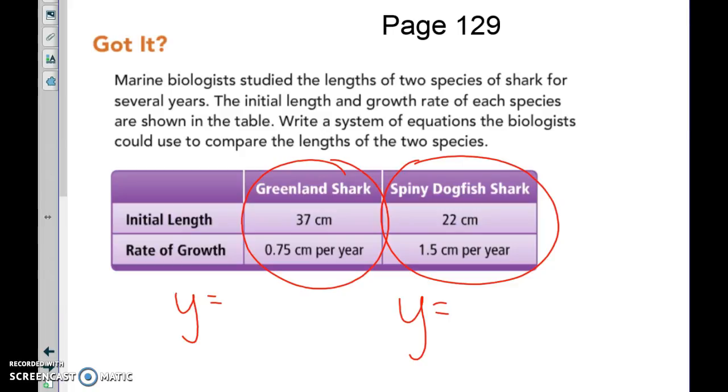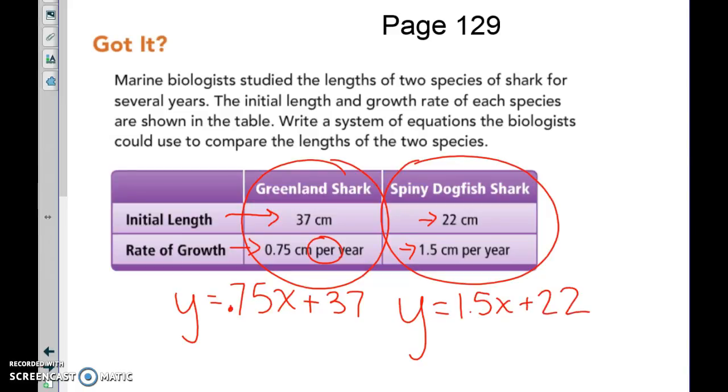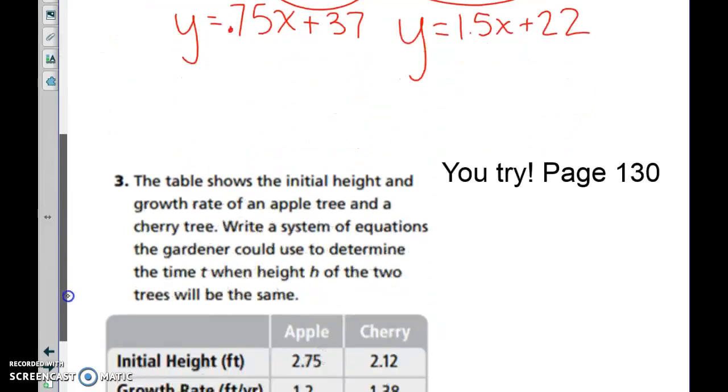So if we're looking at our Greenland shark, its initial length is 37, and its growth is 0.75 per year. That means that per year, go ahead and pair that up with our x, and it's going to be added to our initial length. Now here we have y equals our initial length, and our per, we got 1.5x plus 22. Which one's growing faster? The spiny dogfish.